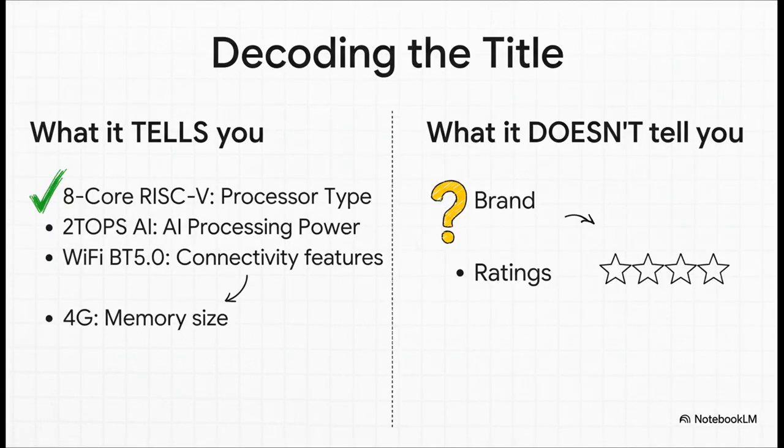So if we break that title down, we get a pretty clear picture of the specs, right? An 8-core processor, some AI power, Wi-Fi. But what's not there is just as telling. Notice anything missing? There's no brand name, and there are no user ratings. That tells us two things right off the bat. It's a generic part, and we have zero social proof to go on. We've got the data, but none of the trust just yet.